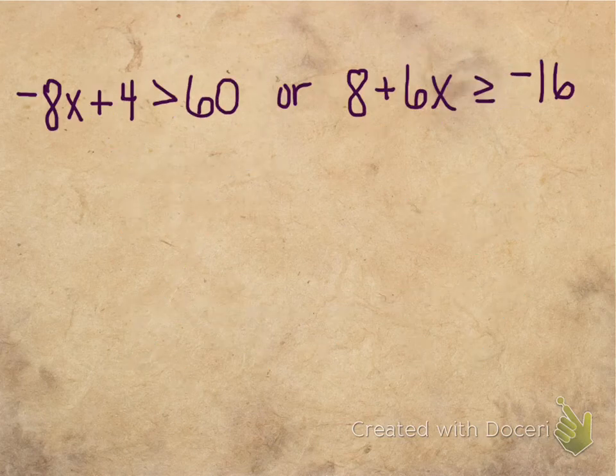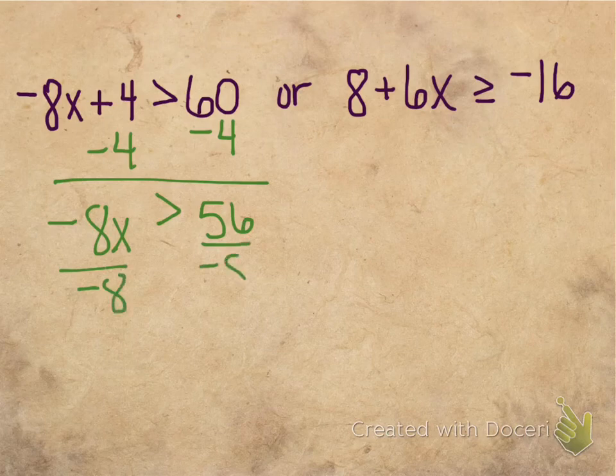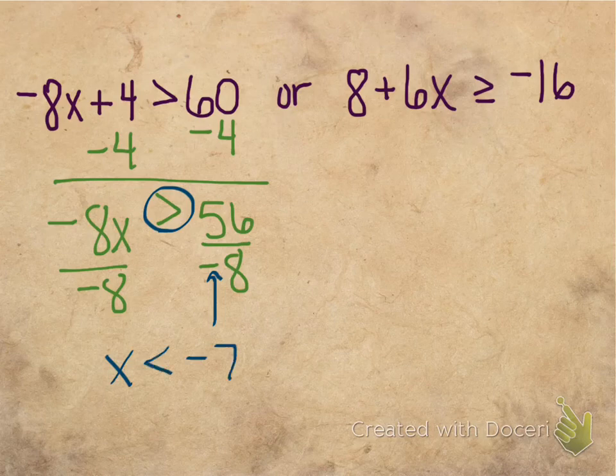Alright, I can squeeze one more difficult one in. So to get the x by itself, this is actually a two-step inequality. I'm going to subtract 4 from both sides. So I'll have negative 8x is greater than 60 minus 4 is 56. Now I'm going to divide by negative 8. And we've been practicing all week. If the number that I divide by is negative, that's when I flip the inequality. So I'll have x is less than negative 7.